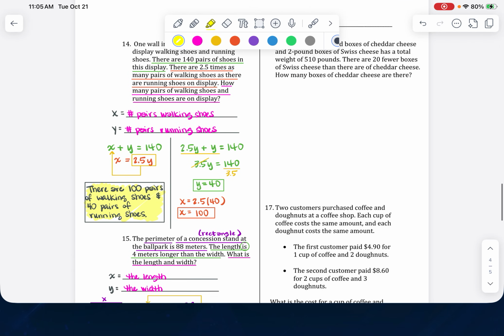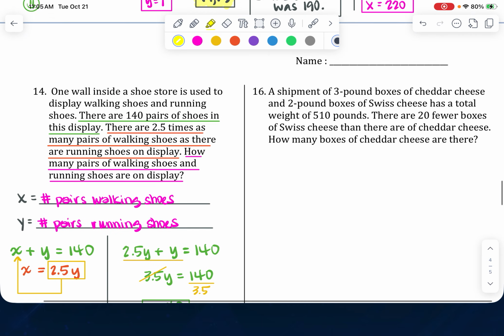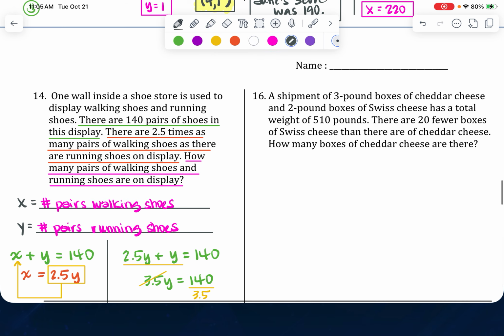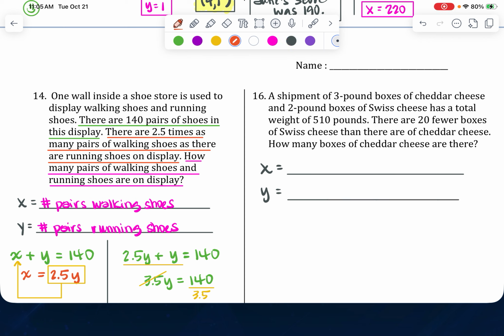All right, we got 2 more. Here we go. All right, number 16. I'm going to go ahead and write my x equals and y equals. There we go. Let's see. A shipment of 3-pound boxes of cheese and 2-pound boxes of cheddar and Swiss has a total weight of 510 pounds. There are 20 fewer boxes of Swiss cheese than there are of cheddar cheese. How many boxes of cheddar cheese are there?